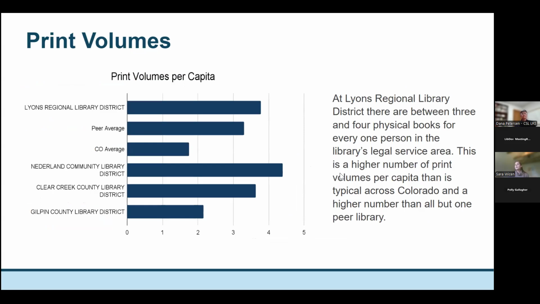Here's a bar chart showing print volumes per capita. And again, I've written in a description here of Lyons Regional Library District, which has between 3 and 4 physical books for every one person in their library's legal service area.